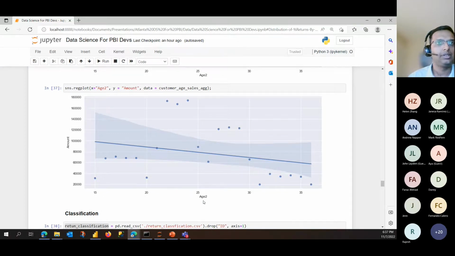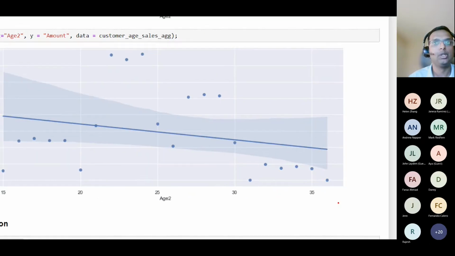What we are saying here is that as age increases, the amount goes down. But that does not necessarily mean that if I have a person who is 35 years old, and I go back 5 years, that person would be spending a little bit less. This is an overall average effect. It does not mean that if I take a person who is 35 and take him back by some time machine 5 years, that person would be spending less overall on the products.